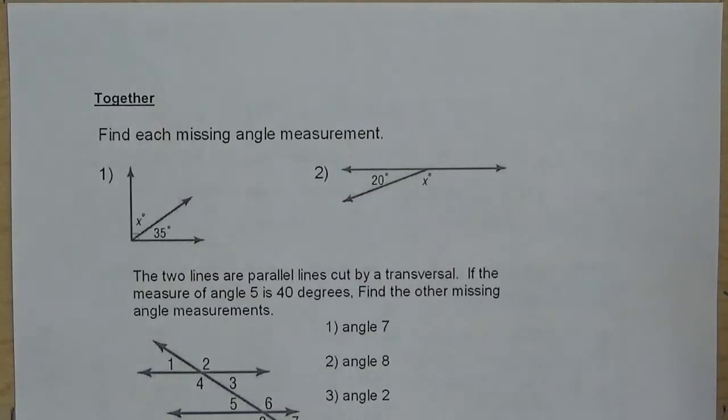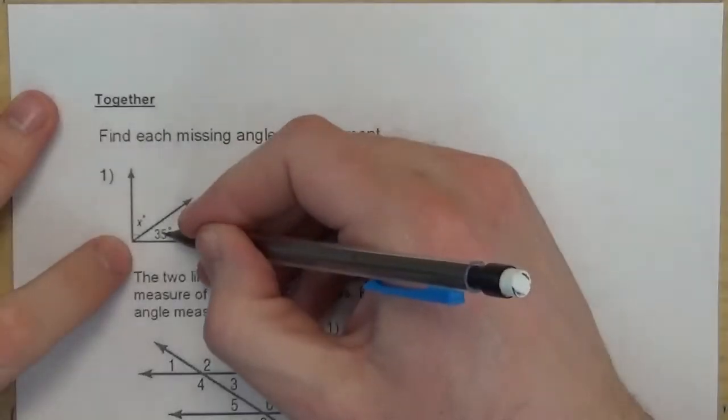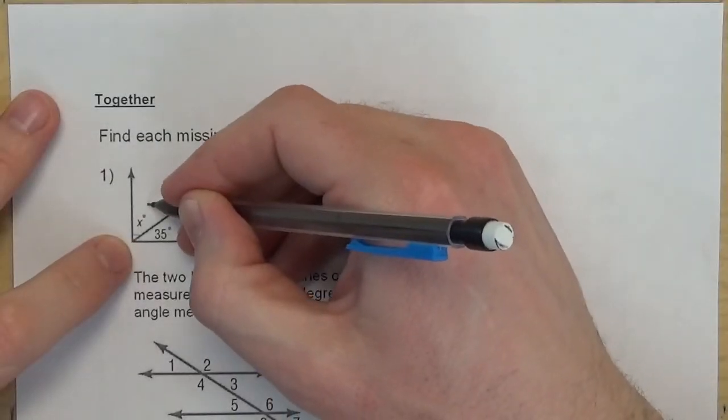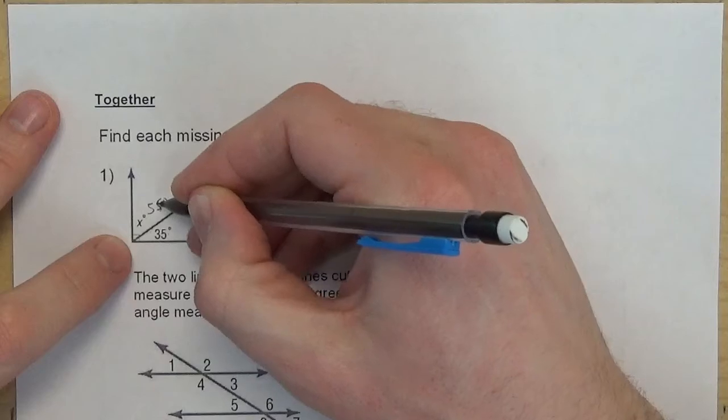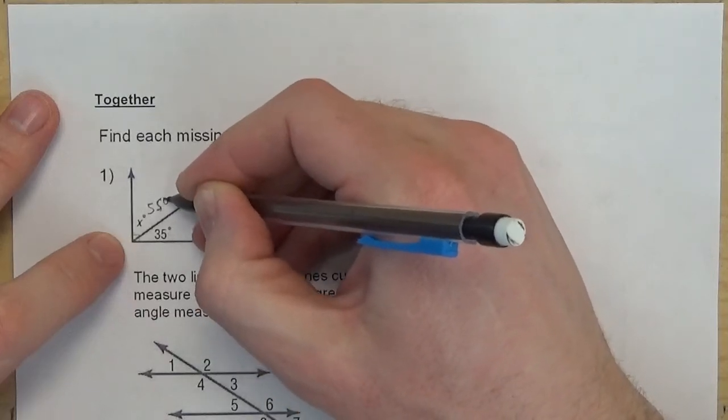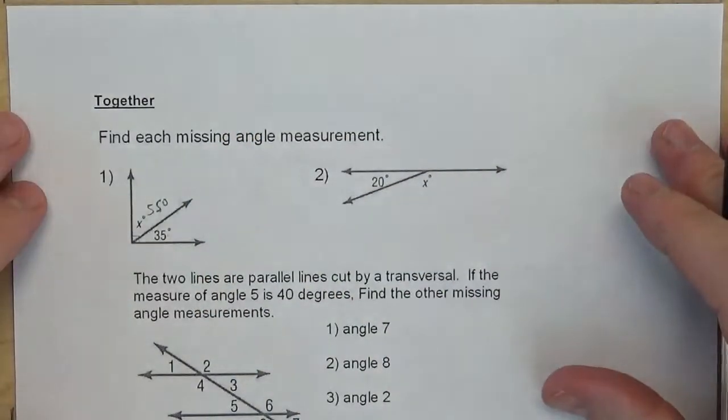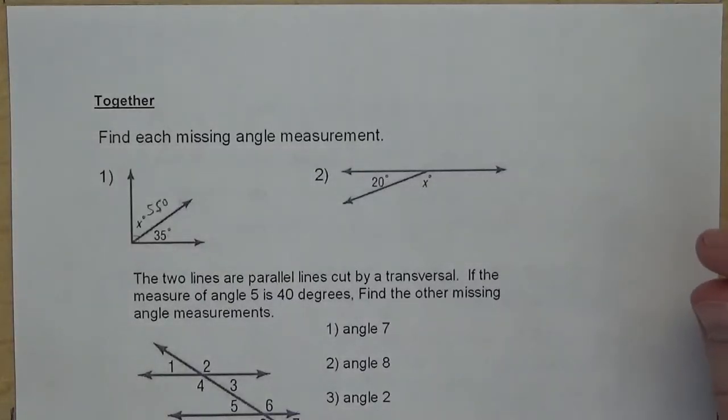But basically you're going to set up a little equation or do a little bit of algebra in your head and think about what would be left over for that. It's going to be 55, right? So 55 degrees, because 55 plus 35 is 90. These two angles together are complementary angles that we talked about with our vocabulary term.